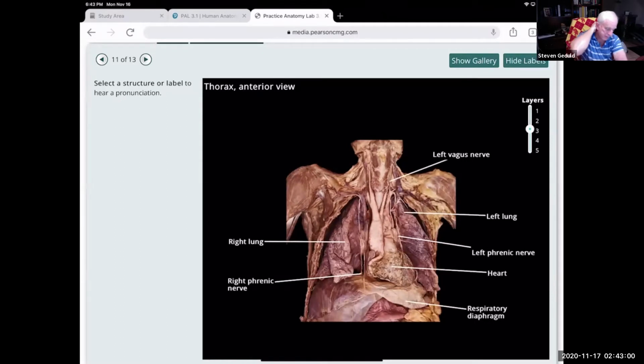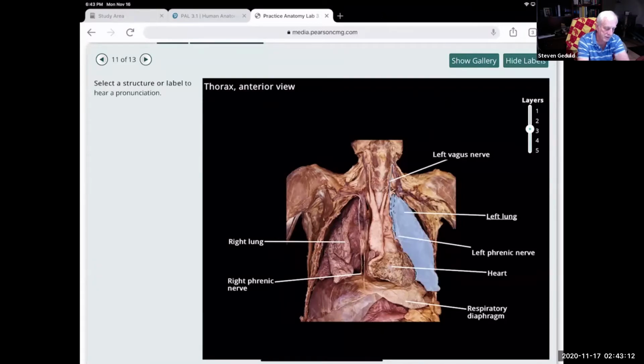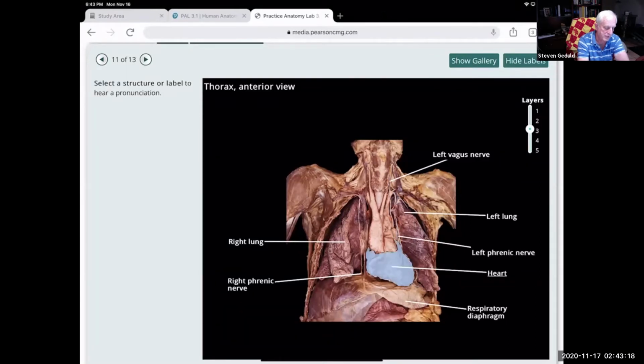And go a little bit deeper in the dissection. You have the left vagus nerve. You have the left lung. This is the vagus nerve right here as it runs down. You have the left lung. You have the left phrenic nerve that we saw before. You have the heart, pericardial sac cut away, and you've got the respiratory diaphragm, the diaphragm.